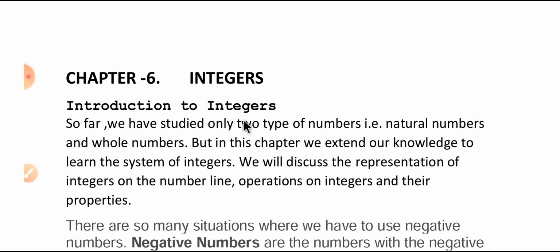So far we have studied only two types of number, that is natural numbers and whole numbers. And we know that natural numbers start from 1 and whole numbers start from 0. But in this chapter we extend our knowledge to learn the system of integers. We will discuss the representation of integers on the number line, the operations we can perform on integers, and their properties. Operations means addition, subtraction, multiplication and division.